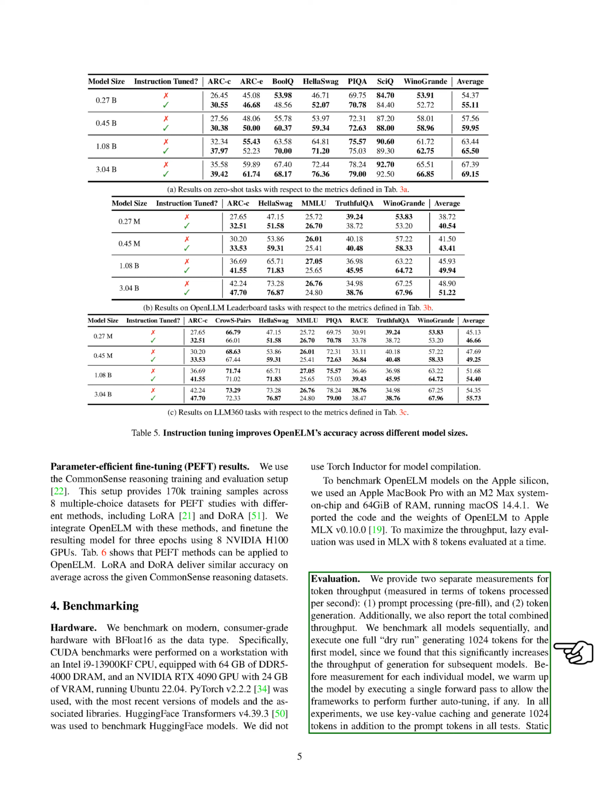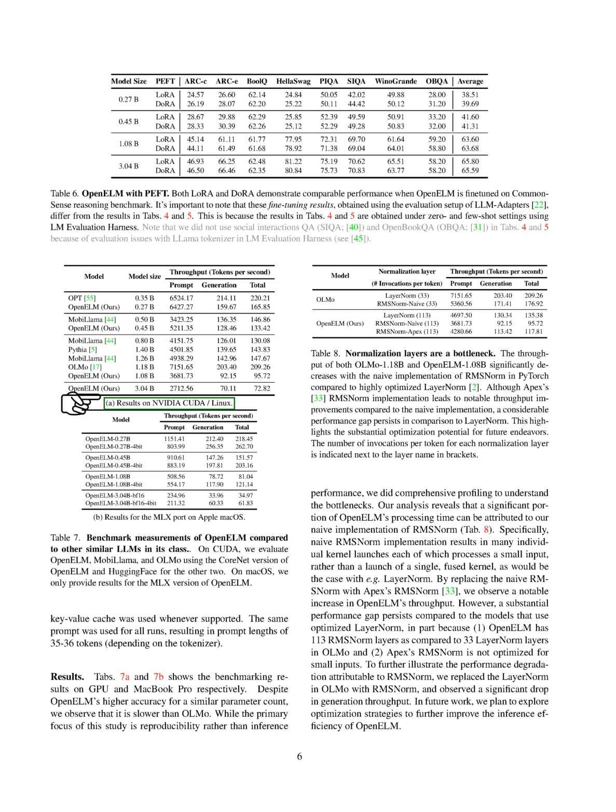Throughout all our experiments, we use key value caching and generate 1024 tokens along with the prompt tokens in all tests. We use a static key value cache whenever it is supported. The same prompt, with lengths ranging from 35 to 36 tokens depending on the tokenizer, is used for all runs. The results of our benchmarking on GPU and MacBook Pro are shown in the tables. Despite OpenELM having higher accuracy with a similar number of parameters, we find that it is slower than OLMo.